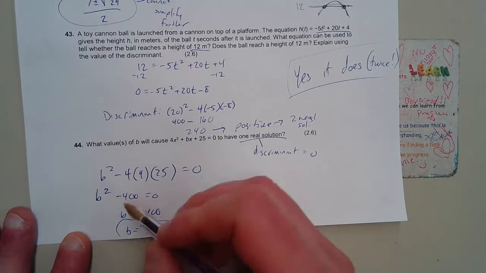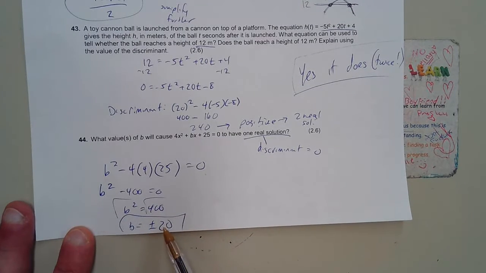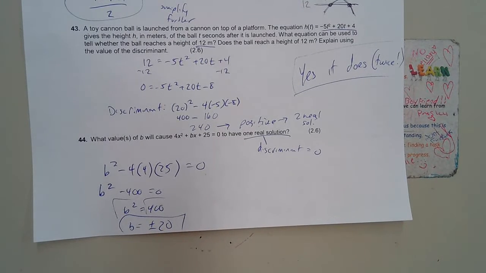I added it over, and then I took the square root. And so when you square root 400, you get plus or minus 20. So this would have two solutions. For B, it'd be 20 and negative 20 would be the values that would give this one solution.